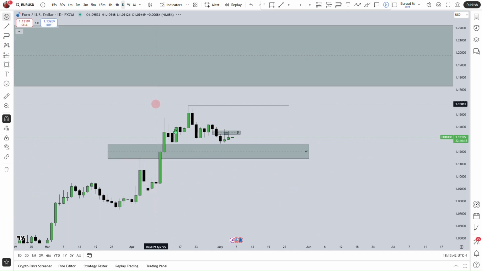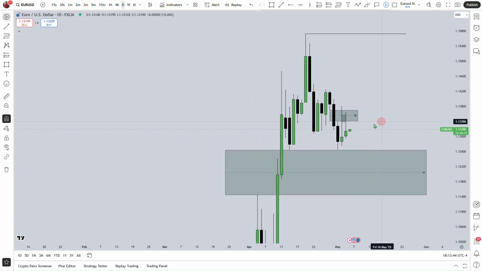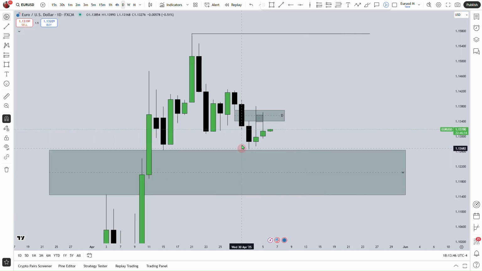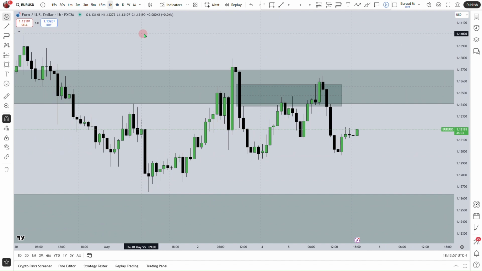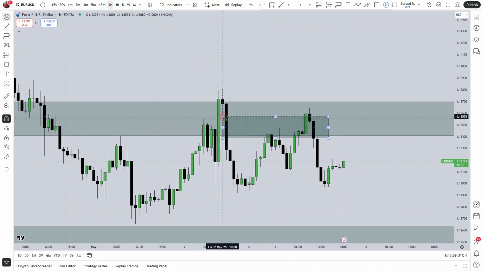On daily, the candle started. This is our Monday's candle. The candle started, went up in this fair value gap, daily fair value gap, and showed rejection and closed lower. Let's hop on to 1 hour time frame. This 1 hour fair value gap got filled.